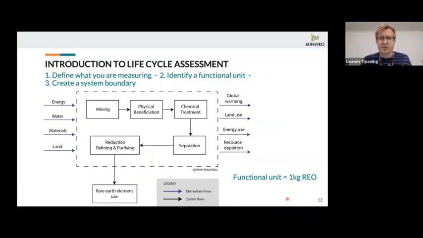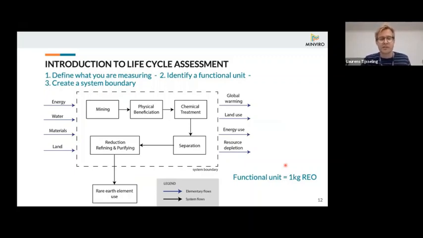So it's always important to start with the first three things, which is to define what you're measuring. In this case, we're looking at quantifying the environmental footprint for producing rare earth oxide from a natural resource. Then you identify your functional unit, which in this case is 1 kilogram of rare earth oxide. And then you create your system boundary, which is what we have identified here. The system boundary is really important because it sets the limit of where your life cycle assessment ends.